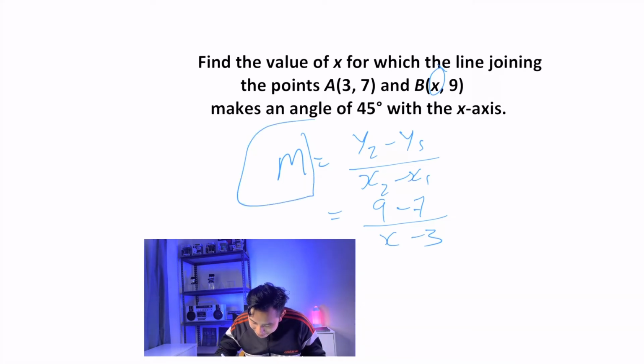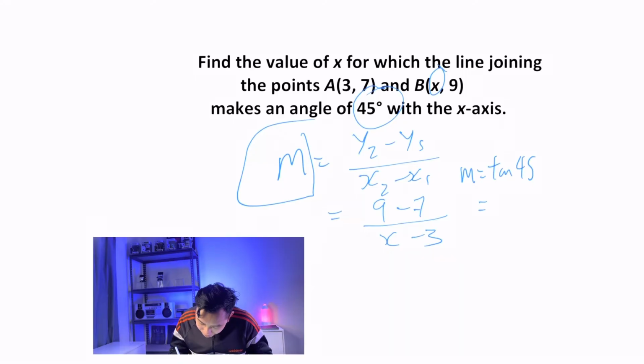So what is the m value? Well, the m value is tan 45. They gave you the angle that is relevant to that linear line. So tan 45 is 1. We found it in the previous question. And there you go. Your opportunity to find x has arrived.